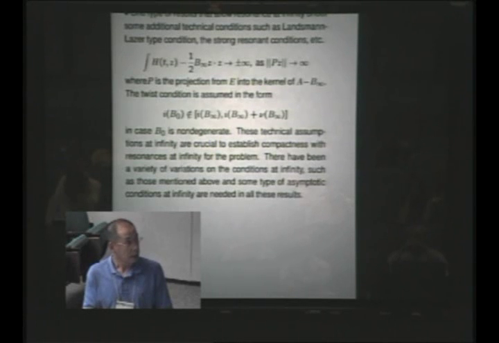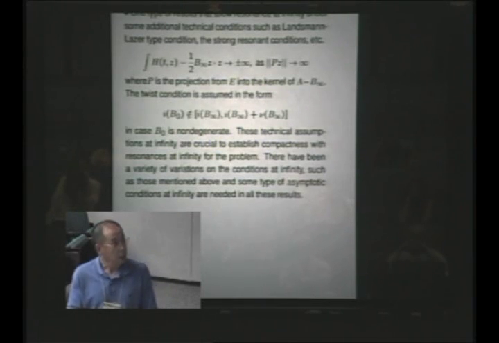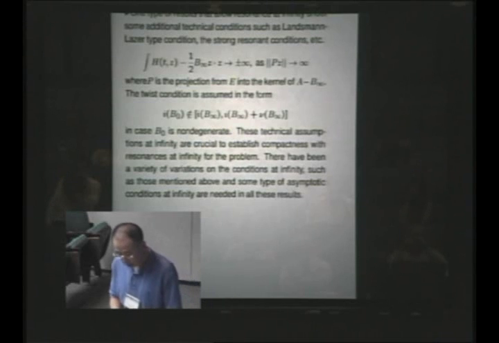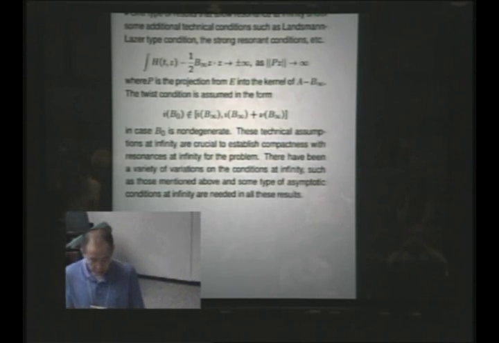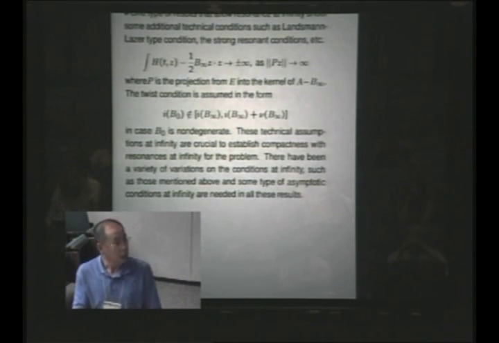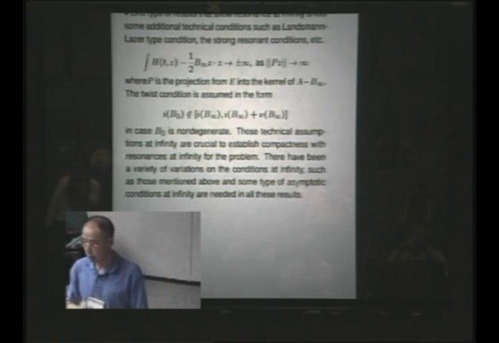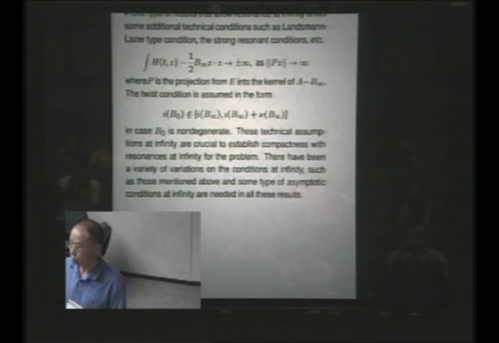And assuming B naught is non-degenerate, there are some other results allowing B naught to be degenerate, but for now, just assume B naught is always non-degenerate. What is nu of B infinity? This is the dimension of the kernel of this operator. Right, yeah, the dimension of the kernel. So it's between 0 and 2n there.